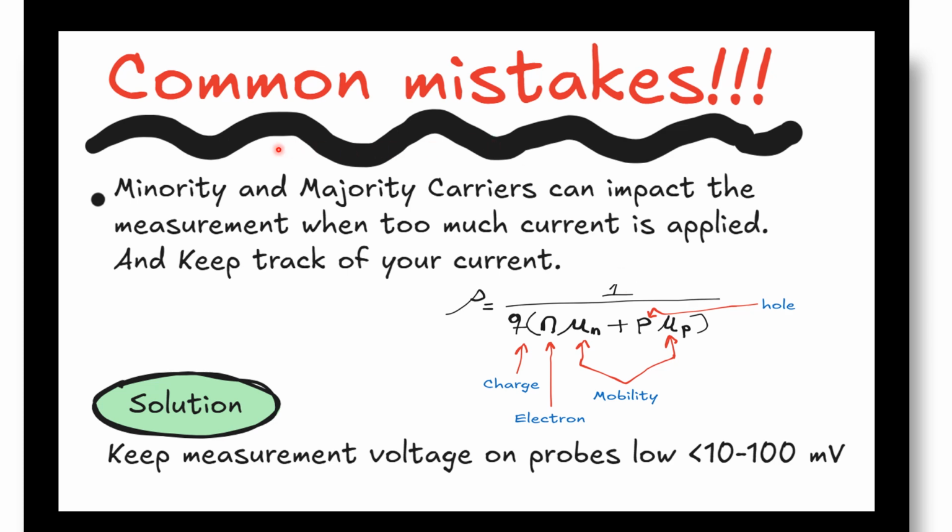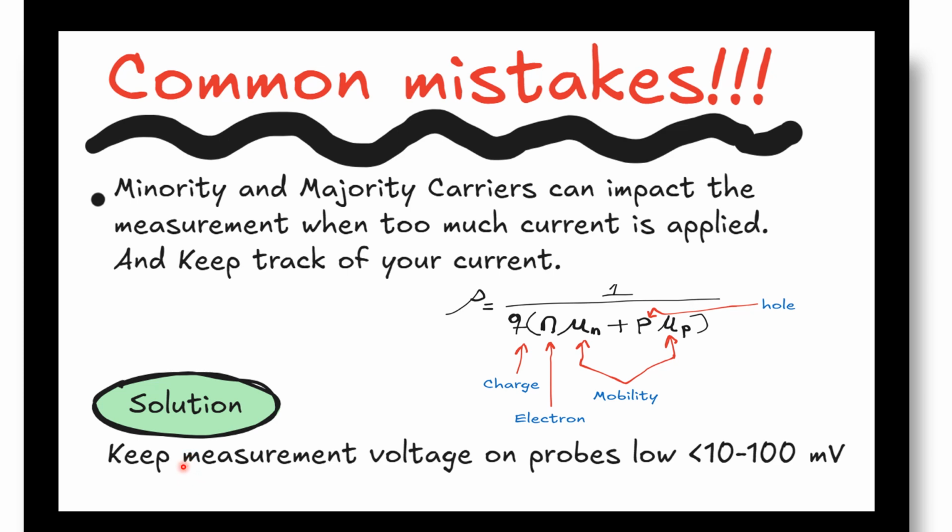So the common mistake is minority and majority carriers are impacted by the measurement, meaning that too much current is applied at the probe. So that means you're taking a measurement with the probe and you push too much current into the device, and as a result, the majority carriers and the minority carriers are just changed, and their values are not true. And because these values are not true, it causes the resistivity to not be true.